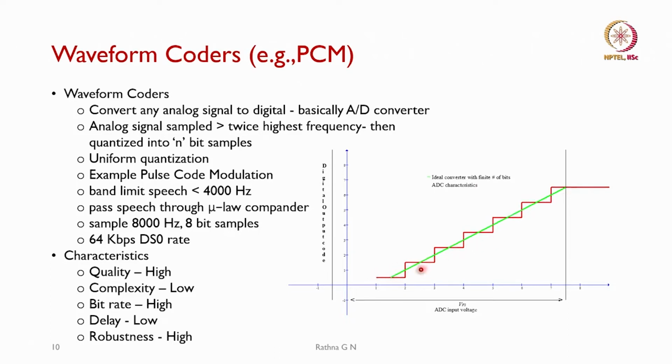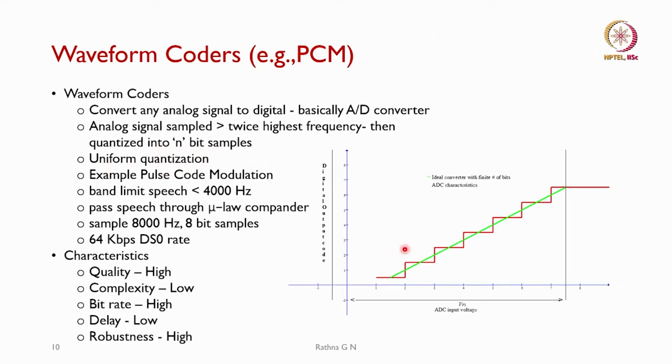So, what we want to represent is in a linear way, but depending on the number of bits, it will be the nearest value that we represent, and the error is minus delta by 2 to plus delta by 2. So, that is the error we will get in representation. So, n bit samples is what we are going to represent.